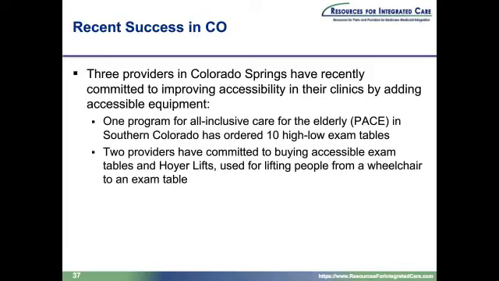And so we've heard recently that a number of those providers have committed to making tangible improvements within their clinics by purchasing accessible equipment. One of our PACE providers in that area, they've ordered 10 accessible exam tables. And 2 of our providers committed to buying accessible exam tables and Hoyer lifts, which we saw in the video, are used for lifting people from a wheelchair to an exam table or to another procedural instrument.